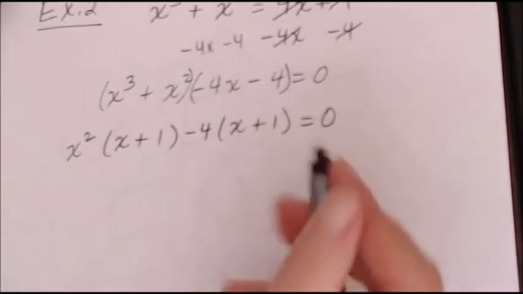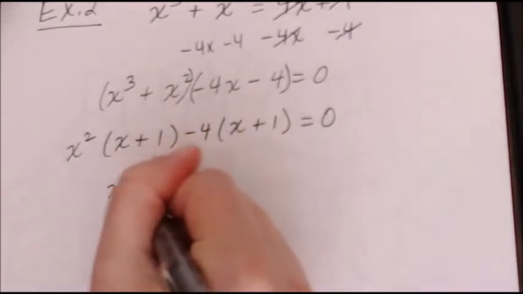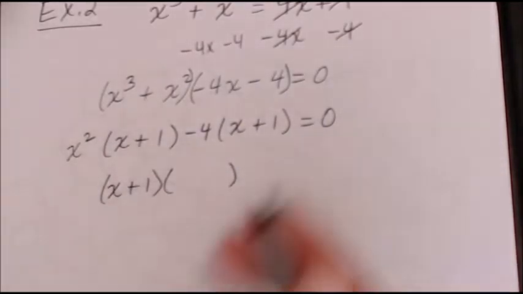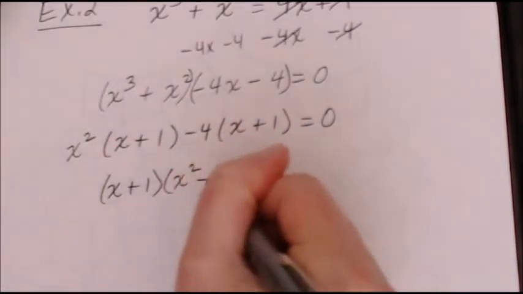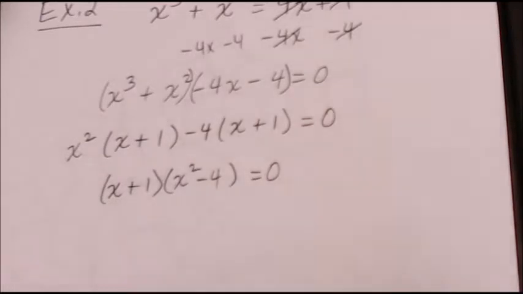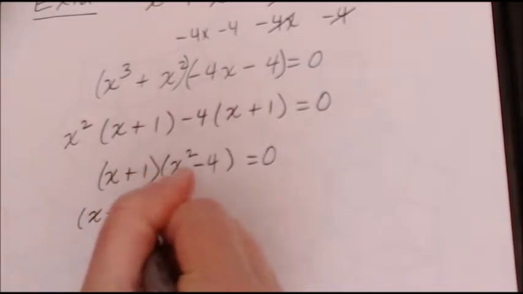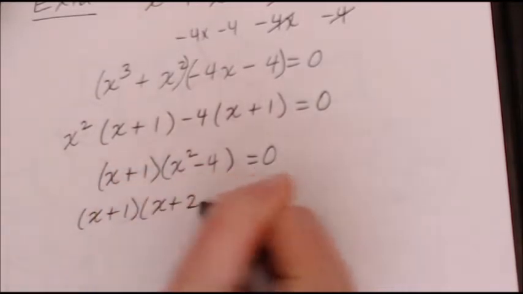One more step to factor. I need to take out the common factor of x plus 1, and then my other two factors are what's left, so I have x squared minus 4, and all of that's equal to 0. Hopefully you noticed there's a difference of squares, so I recommend breaking that down as far as you can. Anything that can be factored, go ahead and do that.